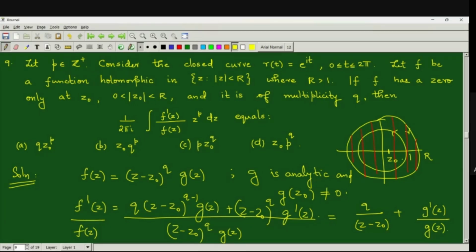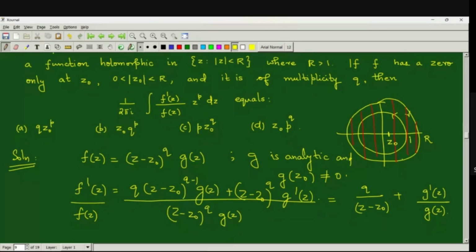Yes, ma'am. Okay. Now we have to look into the integral. What is the integral? Integral of this thing plus integral of this thing. This is not going to have any zeros inside the circle. So by Cauchy's theorem, this is identically equal to 0. Now we have only to think about this thing.